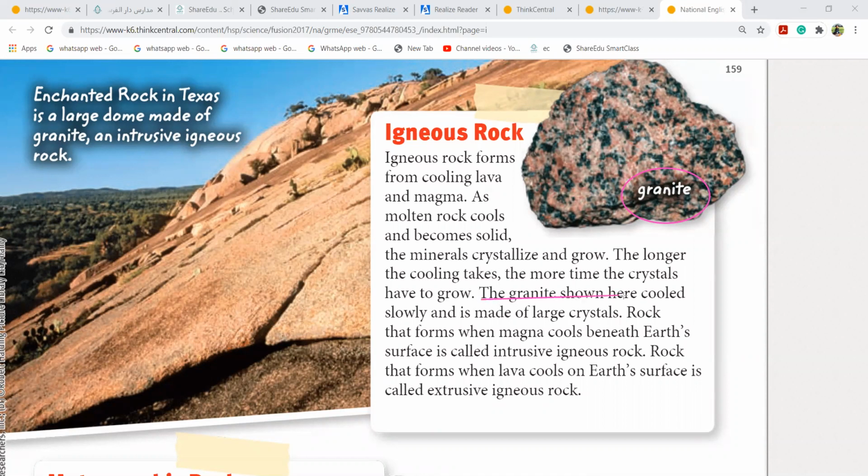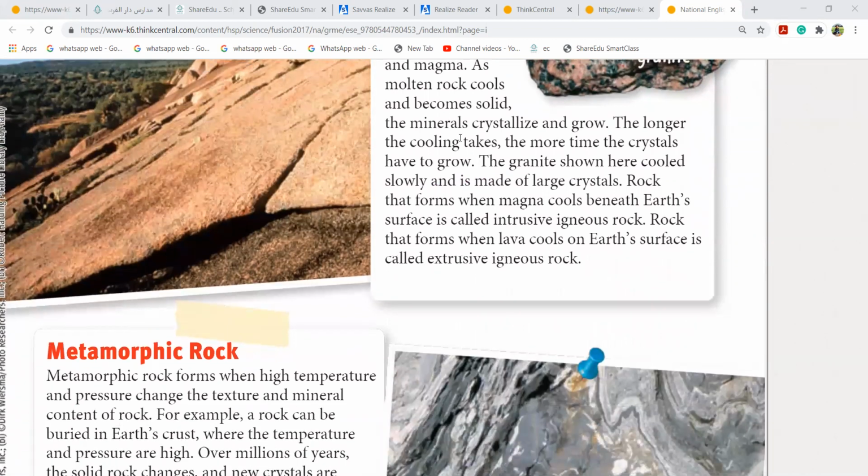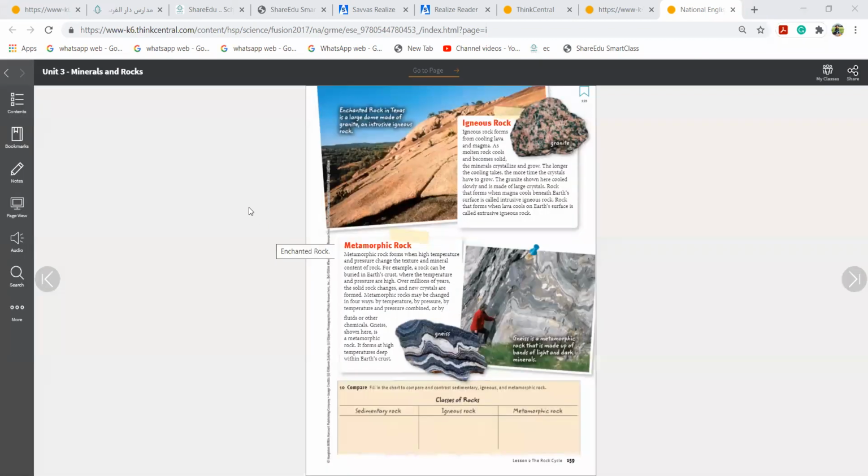and highlight: the granite shown here is cooled slowly and is made of large crystals. When I say large crystals, the intrusive rock will be formed by large crystals. Intrusive means inside, girls, which forms because of magma. Lava forms extrusive rock. They did not give you the example, it is basalt. So the example of igneous rock, you can remember as granite.